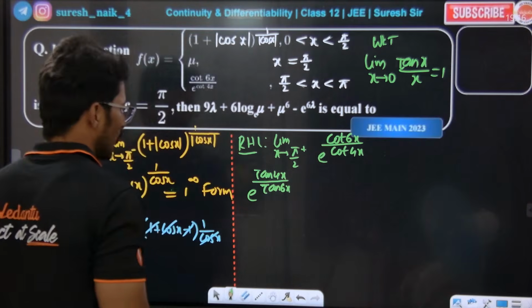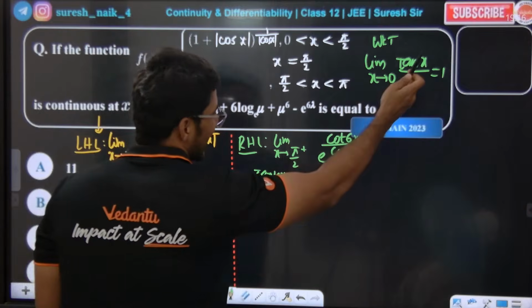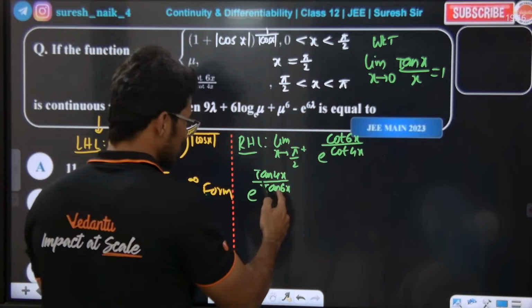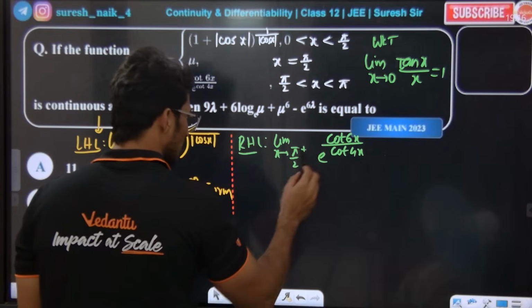Sir, here x is not going towards 0. Whenever x is going towards 0, tan x by x is 1 basically. But here x is not going towards 0. See, here the limit. Now let us do one thing.